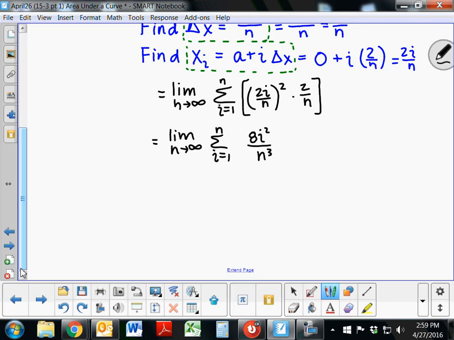Okay. Well, i will always start at 1. And then it's going to go to 2, and then it's going to go to 3, and then 4, and then until I hit n, which is actually what we want to be infinity.